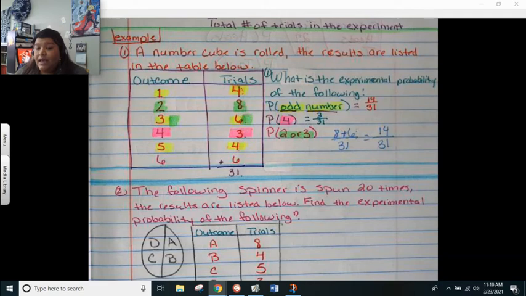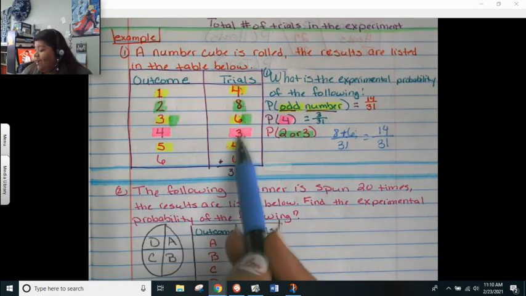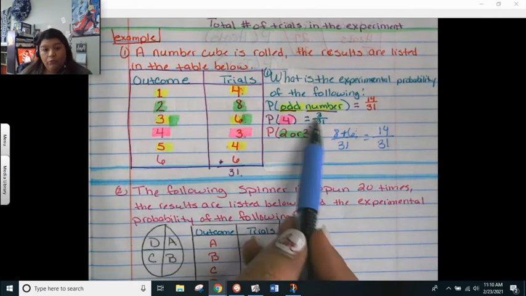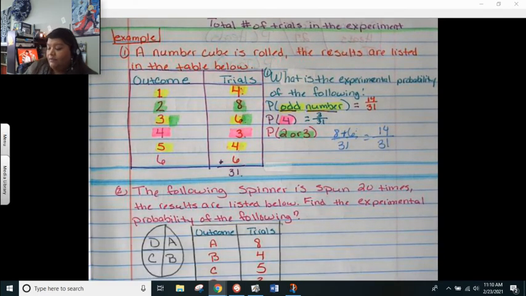So again, you just have to make sure you're adding them together correctly, and you're looking at the trials. How many times did I land on whatever they wanted? So you don't have to do theory anymore. Now you're actually doing it.